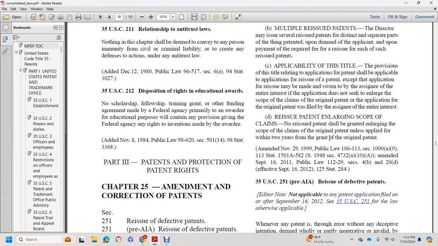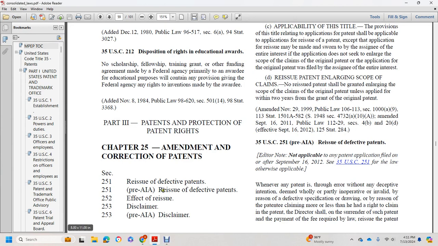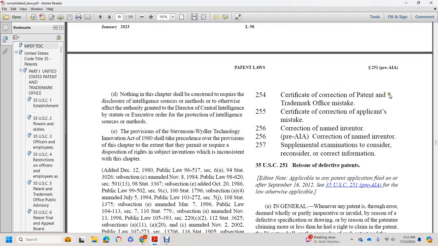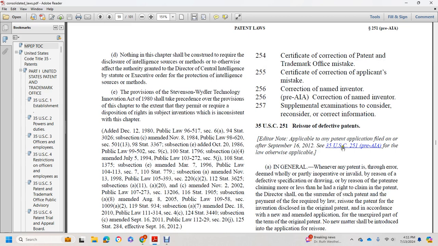Alright, Part 3, Patents, Protection, and Patent Rights, Chapter 25, Amendment and Correction of Patents: Reissue of Defective Patents, Reissue of Defective Patents pre-America Invents Act, Effective Reissue, Disclaimer, Disclaimer pre-America Invents Act, Certificate of Correction, Patent and Trademark Office, Certificate of Correction, Application Mistake, Correction of Named Inventor pre-America Invents Act, Supplemental Examination, Reconsideration, Corrective Information.